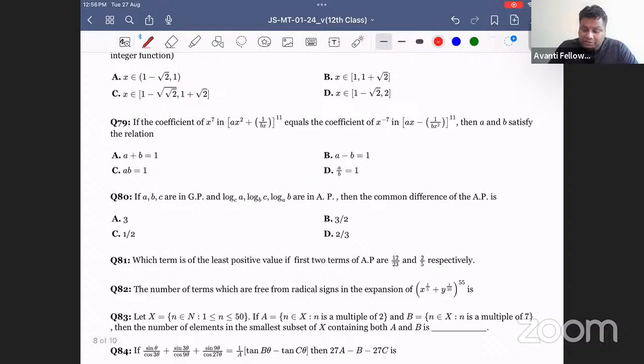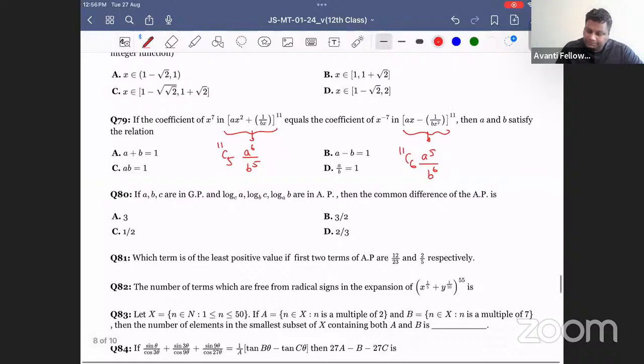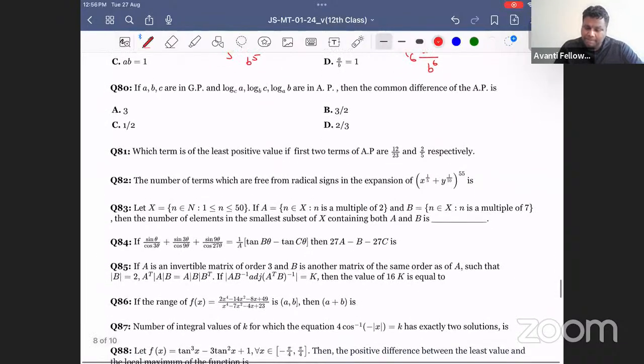Now, see question number 79. If the coefficient of x to the power 7 in this is equal to the coefficient of x to the power minus 7 in this. That is simple enough. Coefficient of x to the power 7 in this, you can easily calculate. It will be 11C5 a to the power 6 upon b to the power 5. And the coefficient of x to the power minus 7 here will be 11C6 a to the power 5 upon b to the power 6. Got it? You just equate it. You will get ab equals 1. Now this is easy.